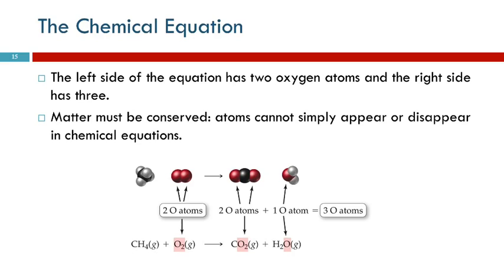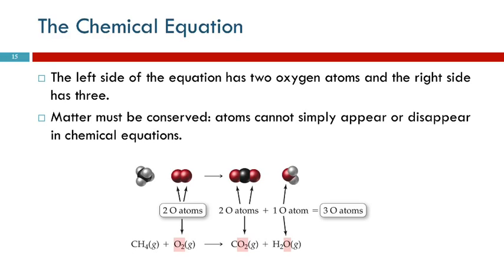So the chemical equation is describing what's happening. Here's that equation again, and here we have a representation of that in models. CH4, here's the model: 4 hydrogens and 1 carbon. And O2 is a molecule containing 2 oxygen atoms. Over here we have CO2, carbon with 2 oxygens, and we have water, H2O. On the left side of the arrow, we've got 2 oxygen atoms, and over on the right we have 1, 2, 3 oxygen atoms.